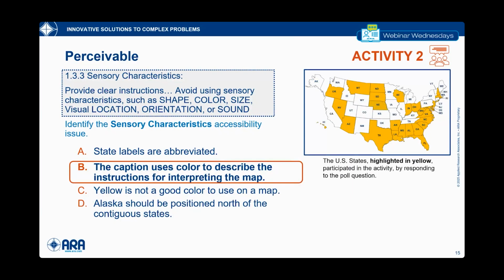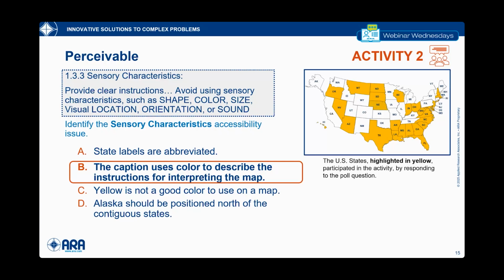That's actually a great question. There are two issues with this map, and we've talked about both of them in the presentation. There's the use of color, and then also the sensory characteristics. For sensory characteristics, to address that, you can actually just drop the word yellow from the instructions and say something like, this map highlights states that participated in the activity by responding to the poll question. So just by removing the word yellow, so you're just saying, hey, the states that are highlighted are the ones, then that addresses the sensory characteristic issue.